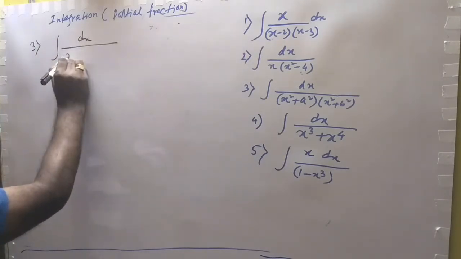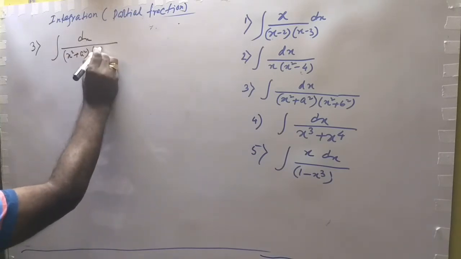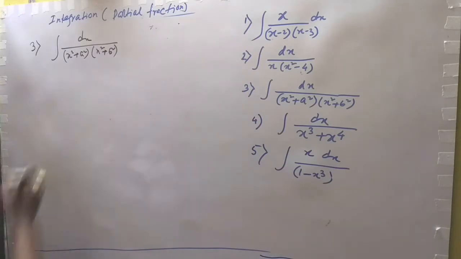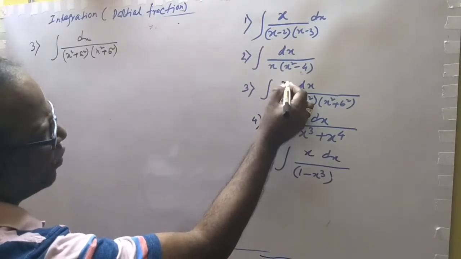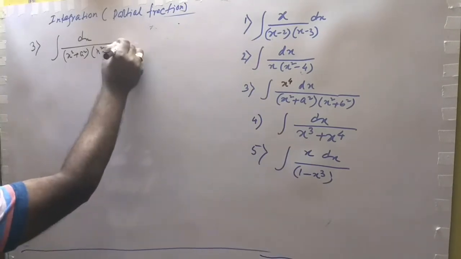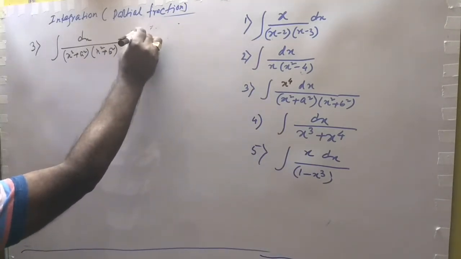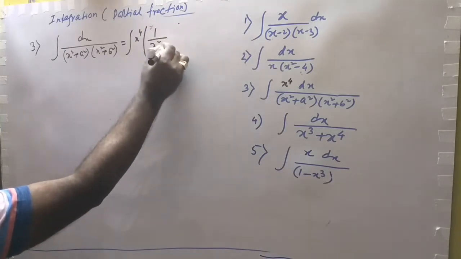dx by (x square plus a square)(x square plus b square). In this formula, we also introduce a part like x to the 4, so the discussion will be very interesting. Now let's see here x to the 4, and again subtract by these two factors.